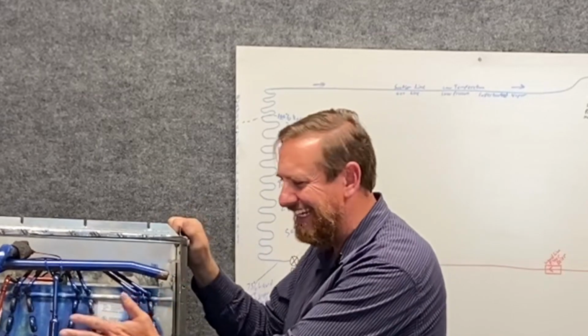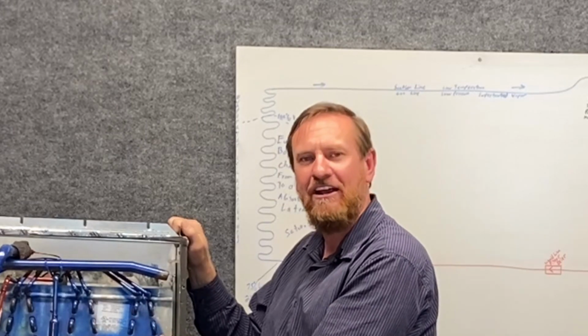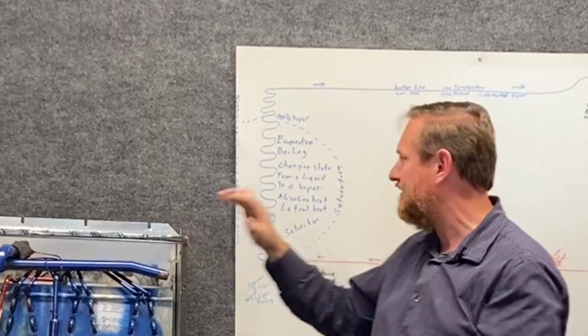the refrigerant's literally boiling inside these pipes. It's a cooling effect. It's absorbing the heat out of the air into the refrigerant. It's hidden in the refrigerant. It's a low pressure vapor. It's hidden, but it's still there.